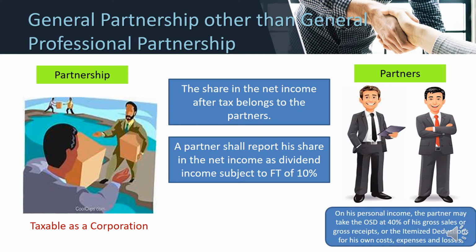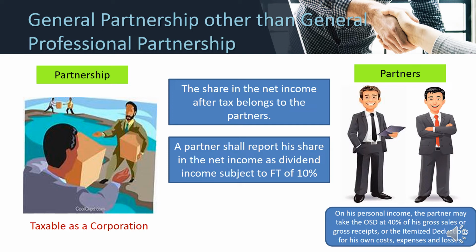Now, on his own or personal income, the partner may take the optional standard deduction at 40% of his gross sales or gross receipts, or the itemized deduction for his own costs, expenses, and losses. Now, in a general partnership in trade, hindi na siya dependent sa kung ano yung pinili ni partnership na mode of deduction.